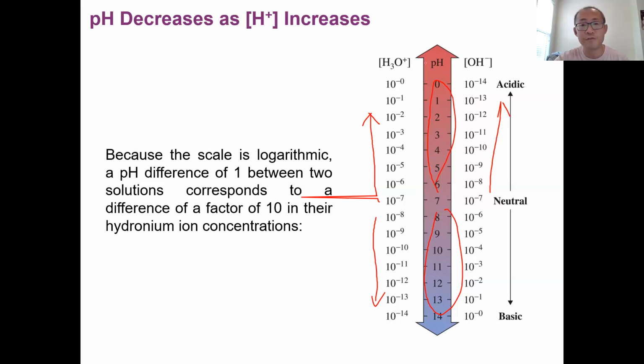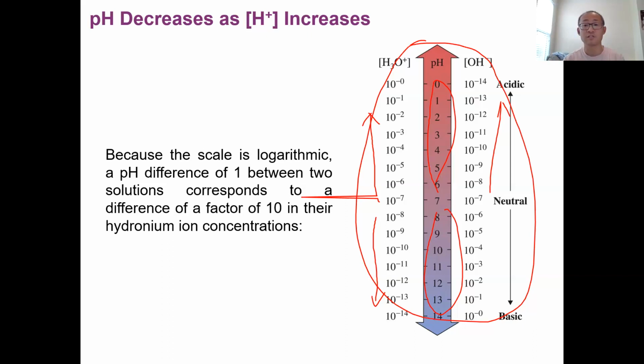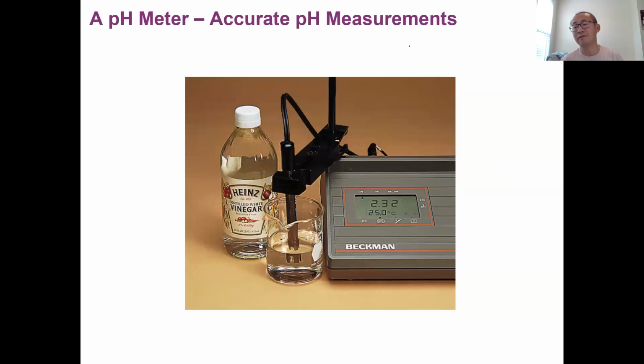Again, always refer to the scale to know the relationship between proton concentration and pH. Proton concentration is between 10 to the negative 0 and 10 to the negative 14, and pH is between 0 and 14, but they're opposite. Higher proton concentration, lower pH. Now, in our lab, there are two ways of measuring pH.